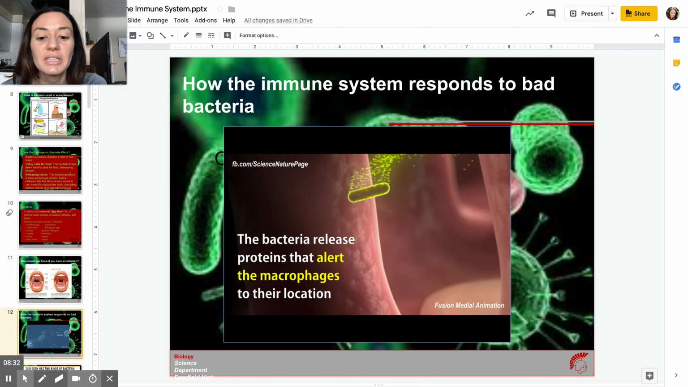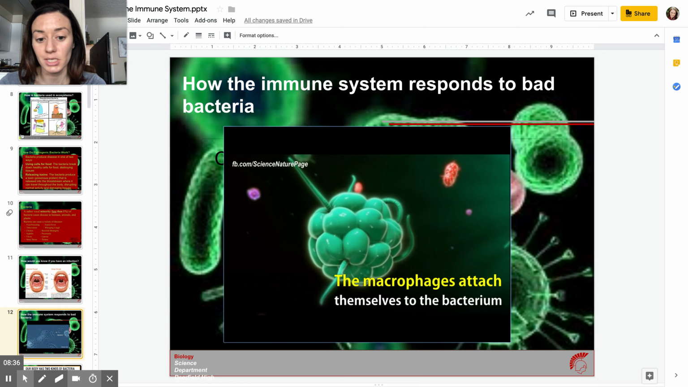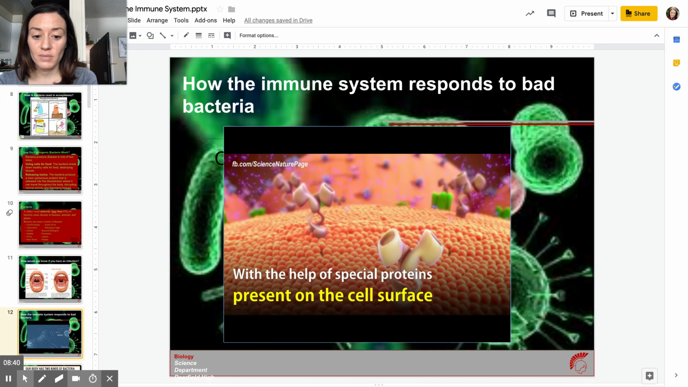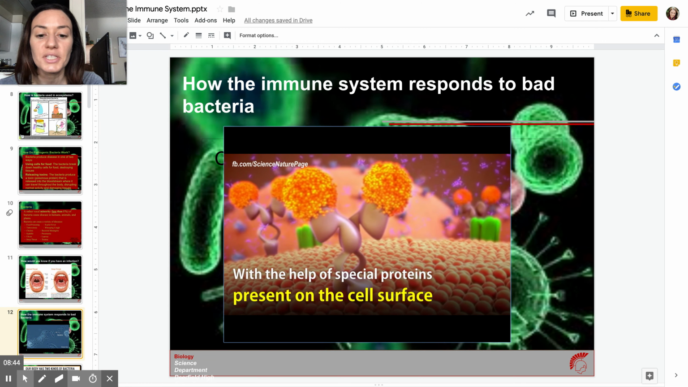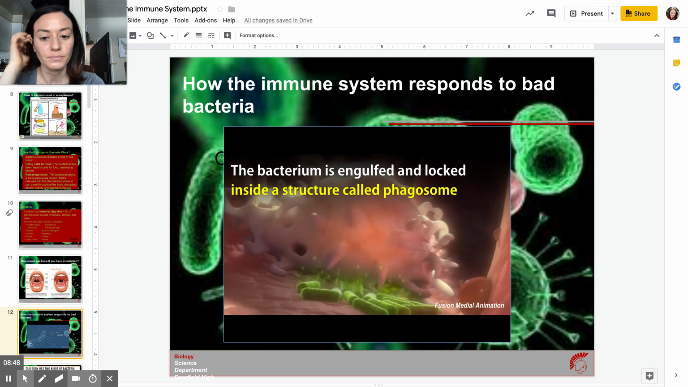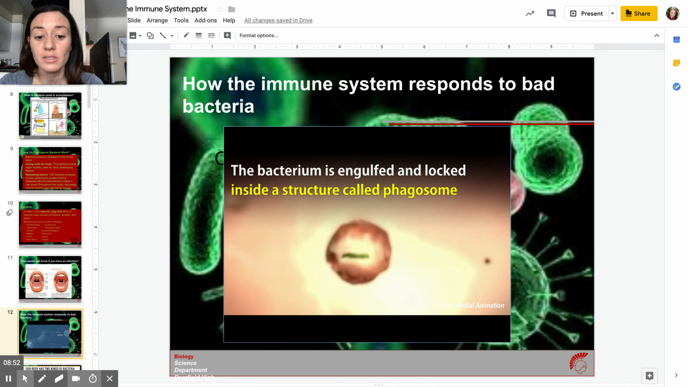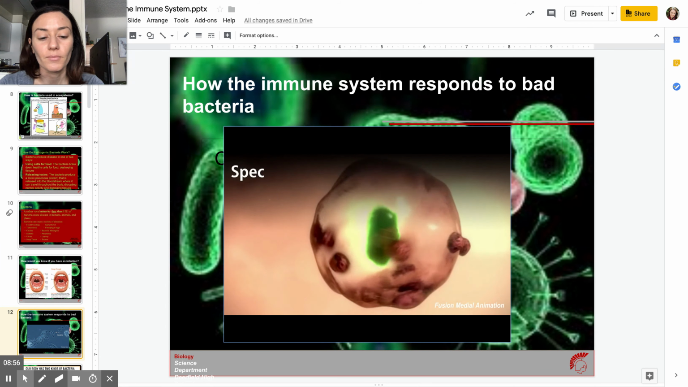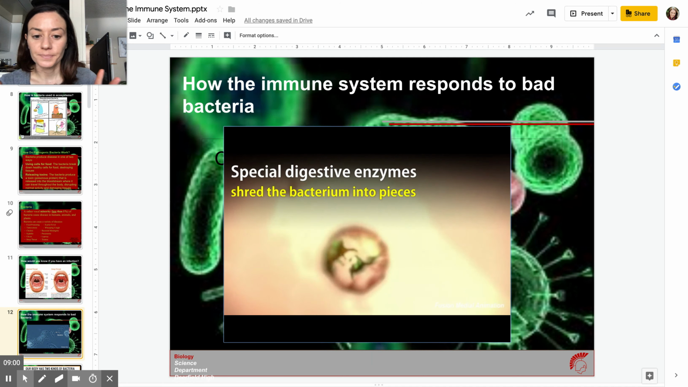So bacteria is going to release proteins, remember, that's going to alert the white blood cells, and they're going to attach themselves to the bacteria because there are some proteins that are present on the surface of the cells. And then pretty much white blood cells will go to eat that bacteria, digest it, and they will shred it into pieces.